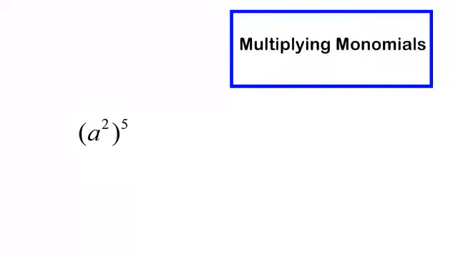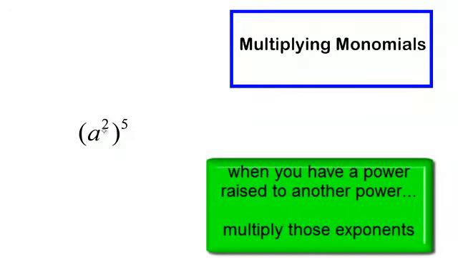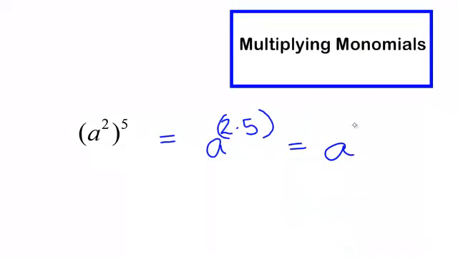A power to a power, or an exponent. So I have this power or exponent, it means the same thing, and it's raised to another power. When you have a power raised to a power, you are supposed to multiply them. So a squared to the fifth would be a to the 2 times 5, which will be a to the 10th.